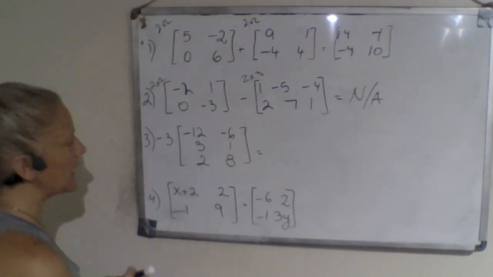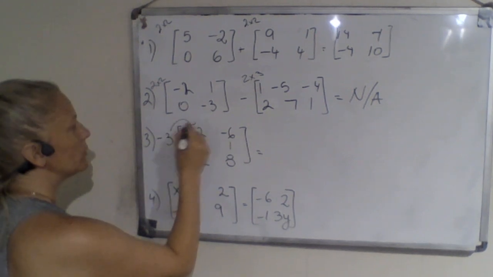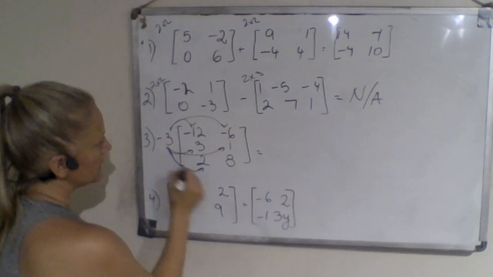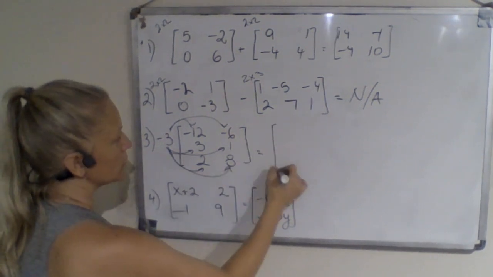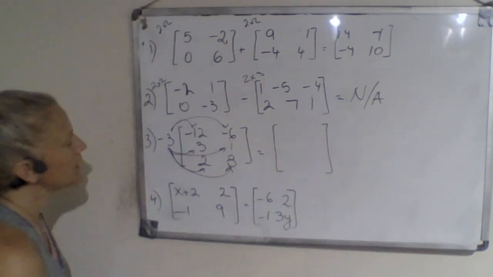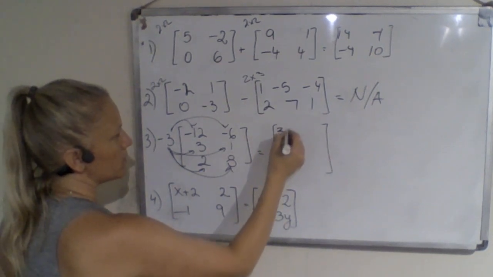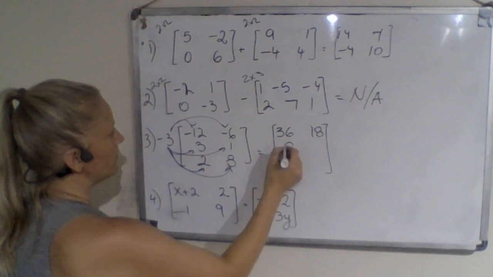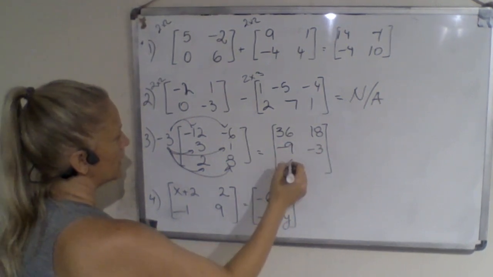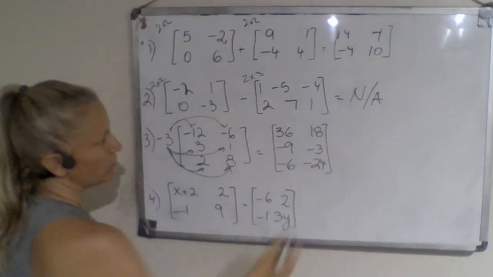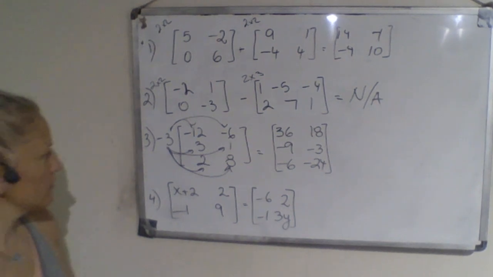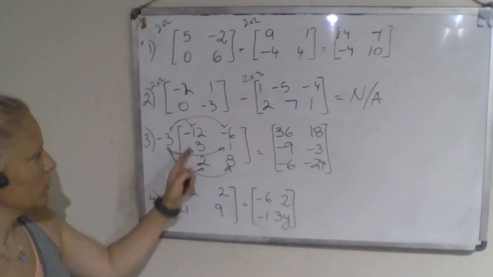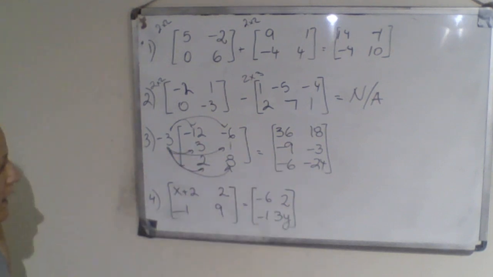Problem 3 deals with a scalar, and we said this is very easy. You literally distribute this -3 everywhere. I'm not going to rewrite it 3 times. That's all we do. So I know how my matrix is going to look. -3 times -12 gives me a +36. This becomes a +18, a -9, a -3, a -6, and a -24. The only way to get this wrong is if you forget this is a negative and you mess up your signs. But that 3 gets distributed to each one of them accordingly.